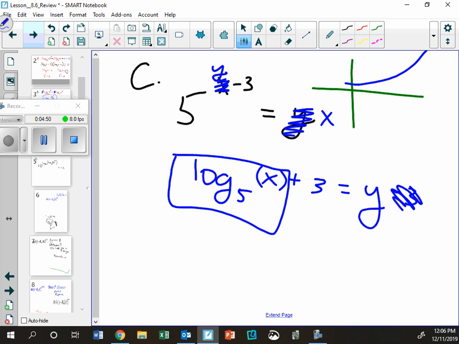Just a quick reminder, you need to know how to sketch basic logs and basic exponents. Would you please sketch this right now? I know that wasn't part of your homework, but make a little sketch of what this looks like.